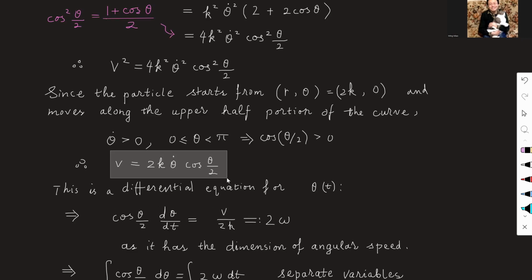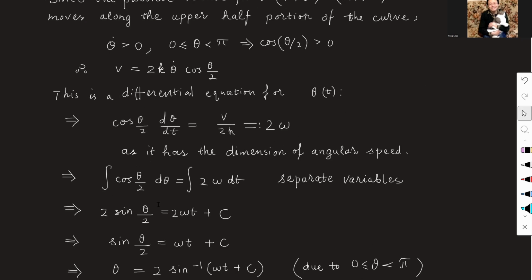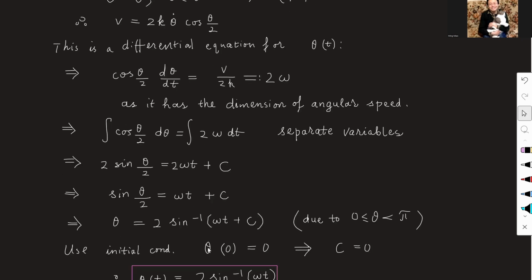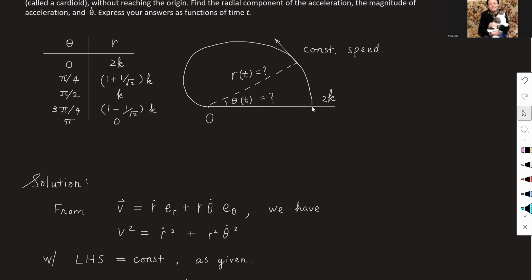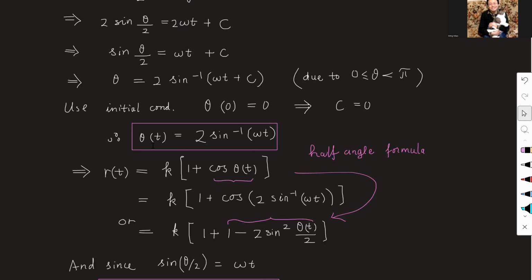v equals 2k theta dot times cosine of half theta. This is the differential equation for theta as a function of t. Then I perform separation of variables, and this gives us 2 times the sine of half theta equals 2 omega t plus c. And I use the notation omega because v over k has a dimension of angular speed. Once again, due to the range of theta, that is from 0 to pi, I can invert the sine function without worrying about multi-valuedness. We can then use the initial condition to determine c. If we look at the picture, when t equals 0, theta is equal to 0. As a result, theta of t is just 2 times the inverse sine of omega t.